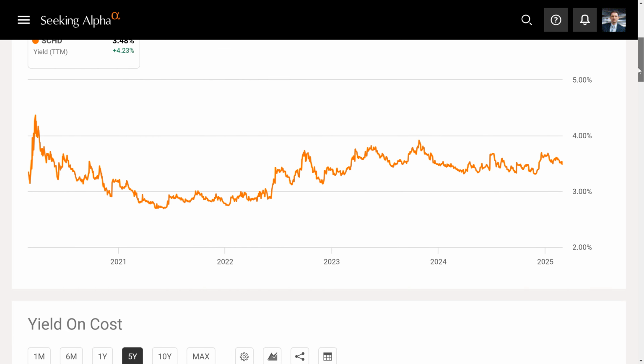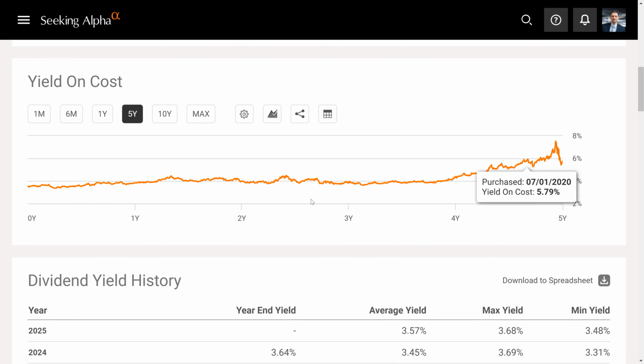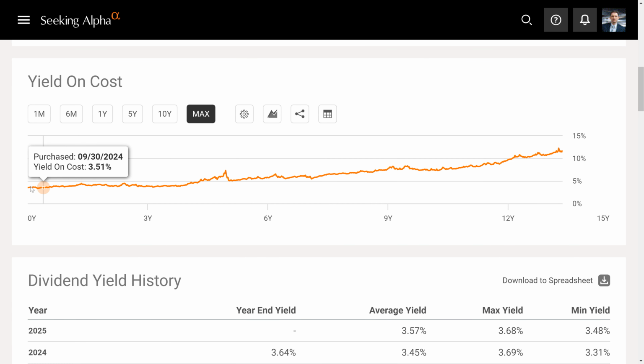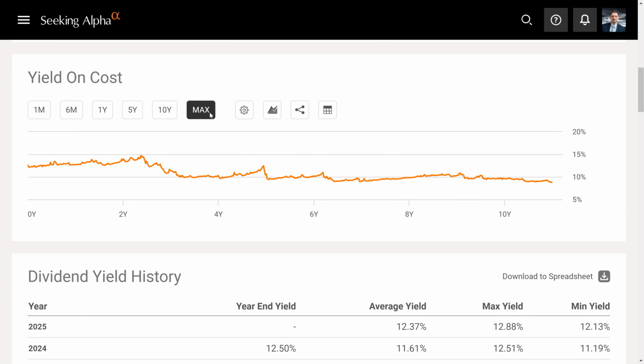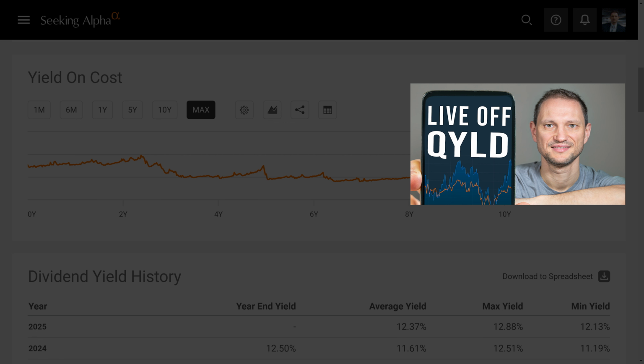Next, let's take a look at the yield on cost graph. Yield on cost shows how your dividend yield would change on your original investment. We see that SCHD's yield on cost grew from 3.5% to almost 12% over the last roughly 14 years. That's an extraordinary result. But how about QYLD? Its yield on cost stagnated and is down from 12% to 9%. That is not exactly the result a long-term dividend investor should expect. QYLD and similar aggressive covered call funds behave this way by their design. If you would like to learn more about relying on QYLD in retirement, take a look at my other video linked here.